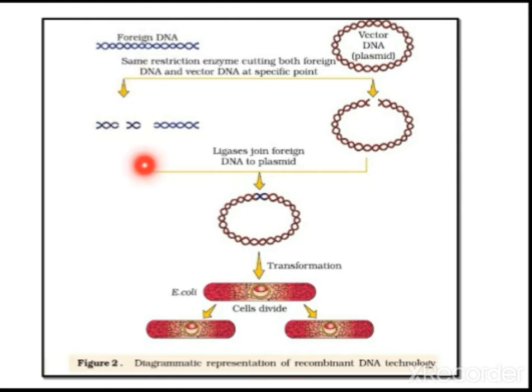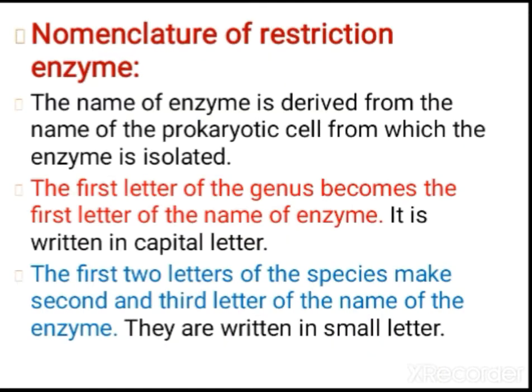First we select the desirable gene, and the desirable gene is inserted inside by making a cut, and it is joined using ligase. It is introduced inside the E. coli plasmid, then it is made to divide. Then ultimately we get the modified organism, whatever we need.